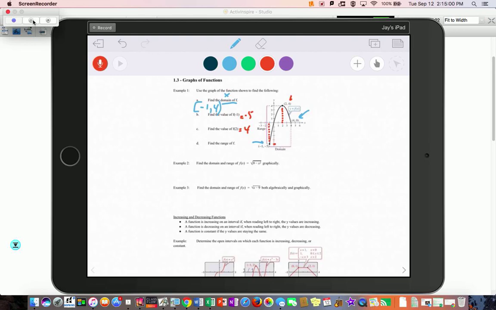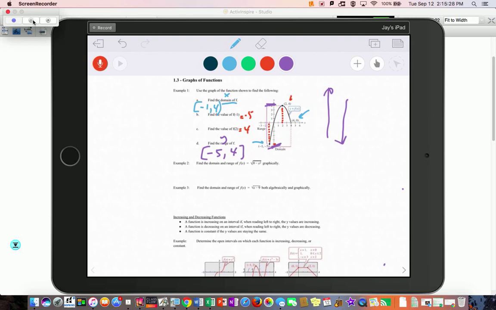Now the range, those go with y values. So the range deals with the y. How far up does your graph go? How far down does the graph go? And you can see it's here and here. So it starts at the bottom. Always report the bottom first. So it starts at -5, goes all the way up to 4. And both of these get a square bracket because the graph touches it.